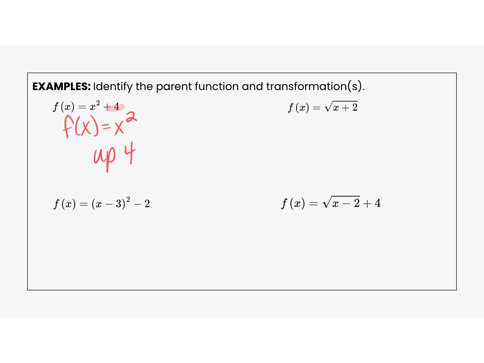Okay, if I look at the second one, I see a square root sign. So my parent function is the square root of x. And if you notice, this plus 2 is in with the square root of x. So that is a horizontal shift, and that is going to go left 2.